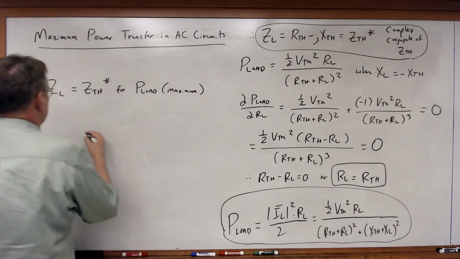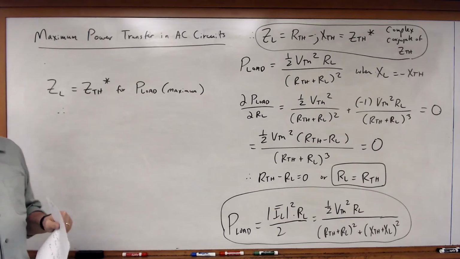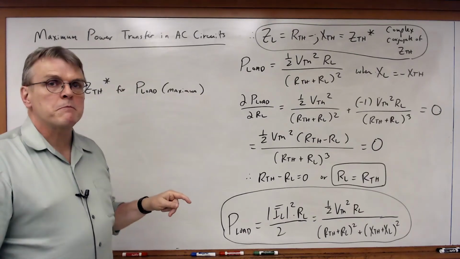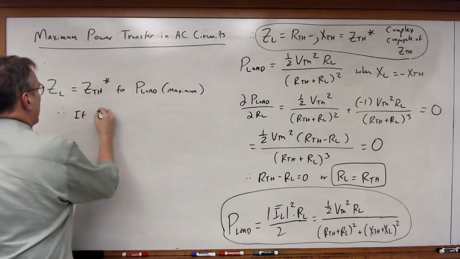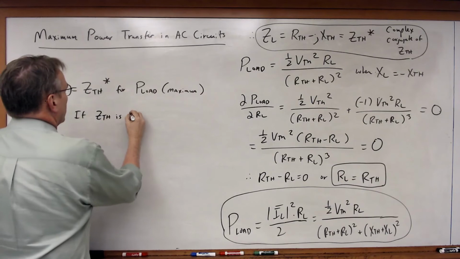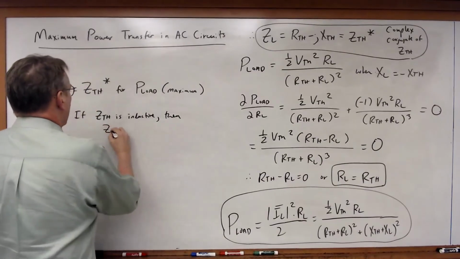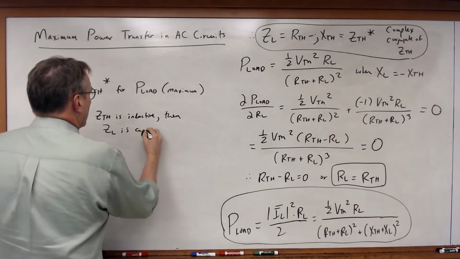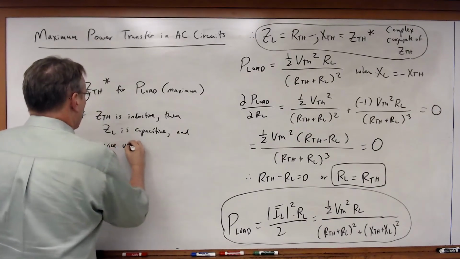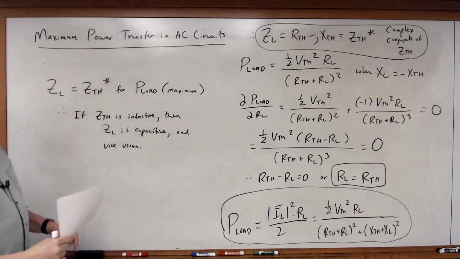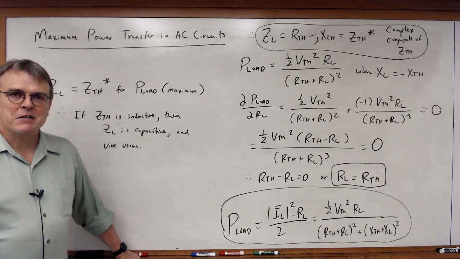In other words, if the Thevenin impedance is inductive, the load impedance must be capacitive and vice versa. In other words, what we want is we want the imaginary parts to cancel each other out. And that's exactly what we get.